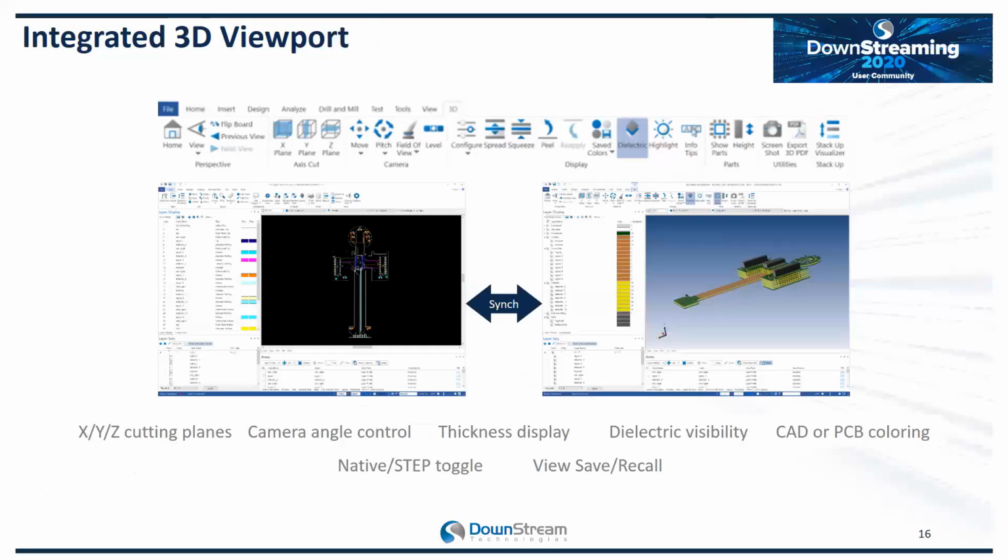The 3D viewport that has been designed does a number of different things. It sits alongside the 2D viewport. It has things like allowing you to do cutting planes in the X, Y, and Z dimensions, giving you camera angle control, allowing you to display different thicknesses and dielectric visibility, whether you want to view the 3D model as a natural PCB, as we call it, or in more of its native CAD mode, where the top side is a red layer and the bottom side is a blue layer.